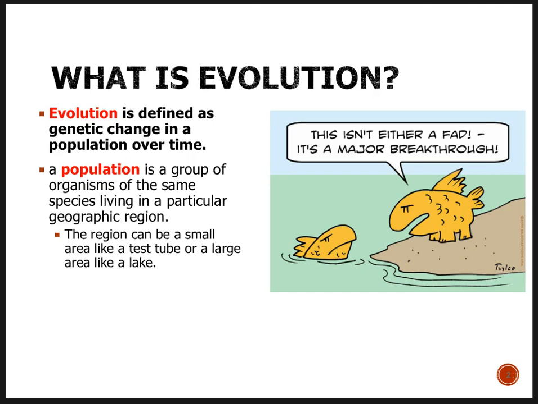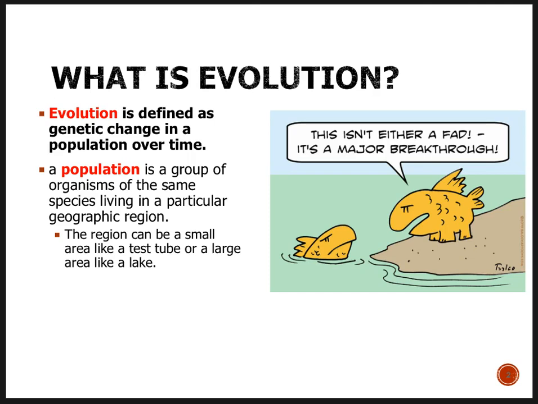And we often think about time as being from one generation to the next, but it doesn't have to be. But that's a really convenient way to think about it, time being one generation to the next. So the other part of this definition is that it happens in a population. And this is a term that we're going to be seeing throughout the rest of the semester. A population is a group of organisms from the same species. Now, I'm not giving you the definition of species yet, that gets complicated. We'll get that in the next chapter. But it's a group of organisms from the same species that live in a particular geographic region.